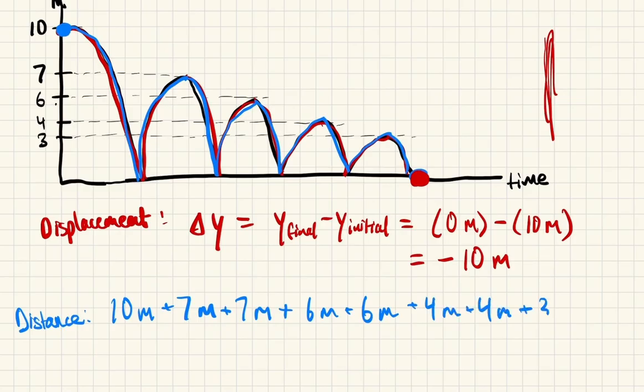And so the distance would be all these values added up together, and you would get 50 meters in that case. And so here, again, you can see that there is a significant difference between displacement and distance. So it's really important to know the difference.